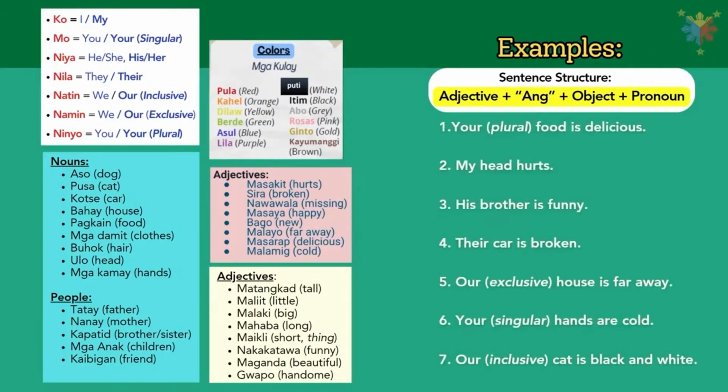Number 1, your, plural, food is delicious. Let's do this one together. So the adjective comes first. Take a look at the sentence structure. Adjective comes first, so it would be masarap. It's right over here in this pink box. Masarap means delicious. Then it's the word ang. Then it's the object, food, which is here in the noun section, food, pagkain. And then it's the pronoun, ninyo, plural. Your food is delicious. Masarap ang pagkain ninyo.